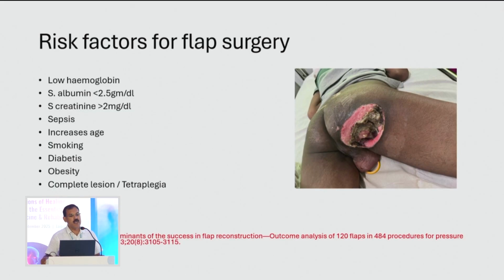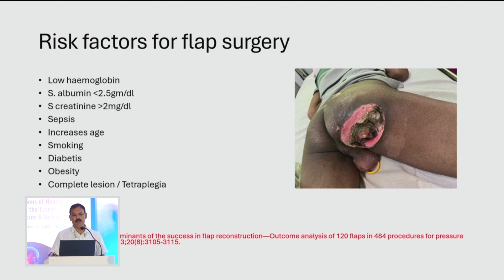There are certain risk factors for flap surgery, like low hemoglobin level, serum albumin less than 2.5 gram percent, serum creatinine more than 2 milligram per deciliter, or association with sepsis. You are dealing with an elderly person, smoking, diabetes, obesity. All these things should be taken care of when you plan any surgery like this.